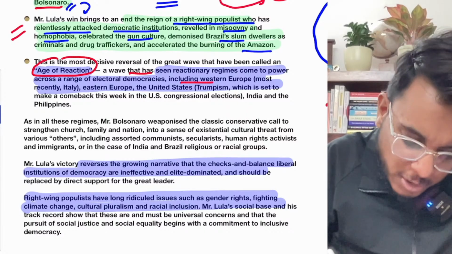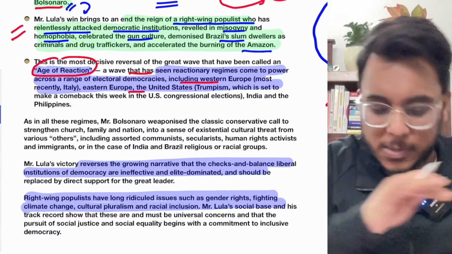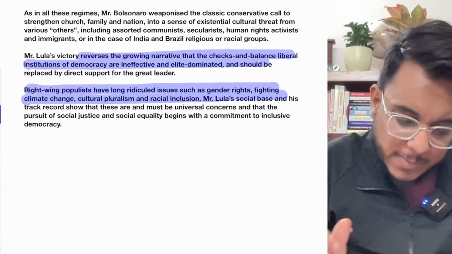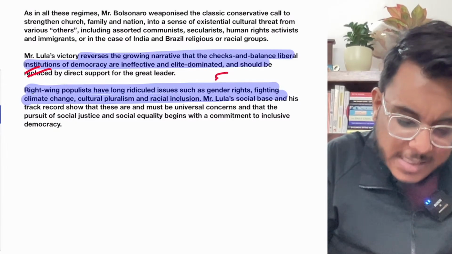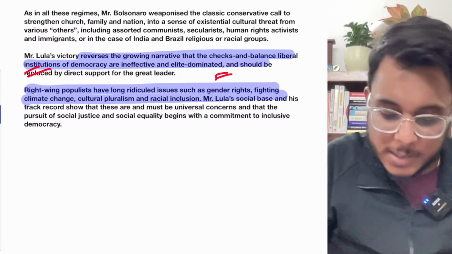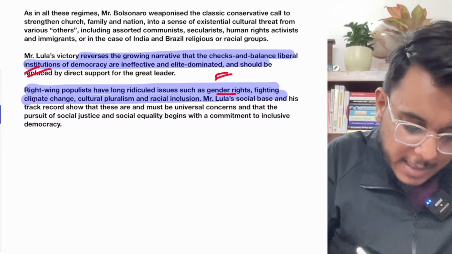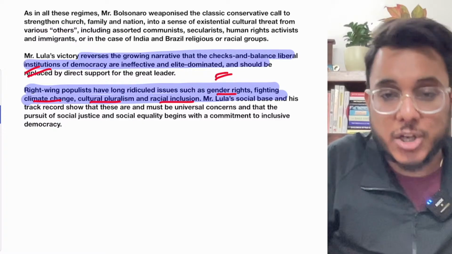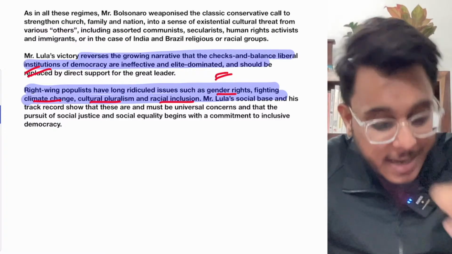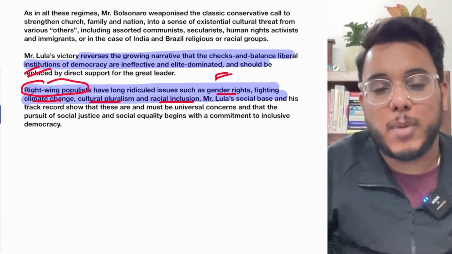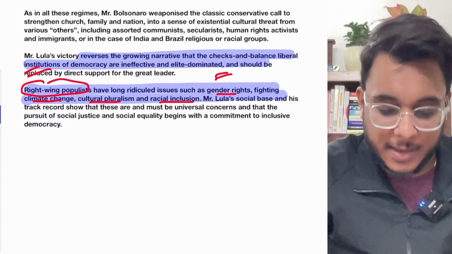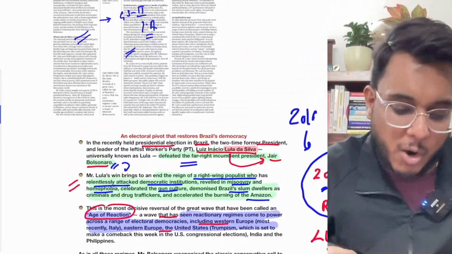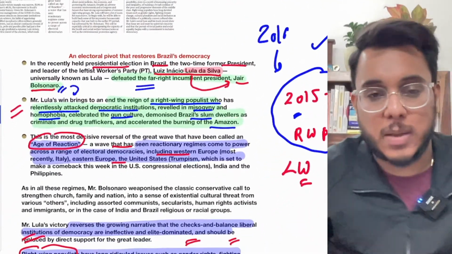Fine. Now in Western Europe, the US, everywhere this particular trend has emerged. It has been said that this victory is important because now we might expect that gender rights, climate change, cultural pluralism, and racial inclusion will be discussed, which were earlier ignored by the right wing populists. It was ignored by them, but now it might be focused on again. So these are, guys, some of the key takeaways from Brazil's election.